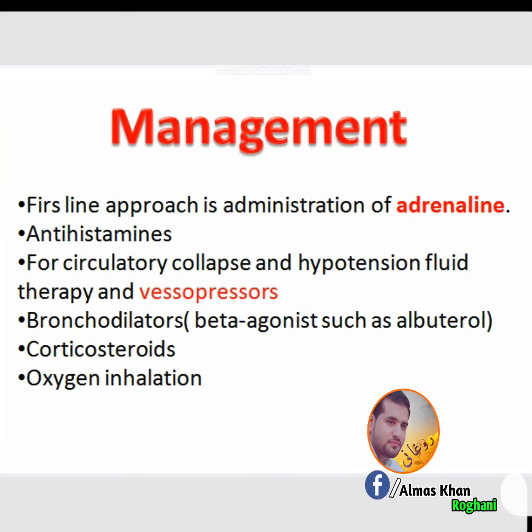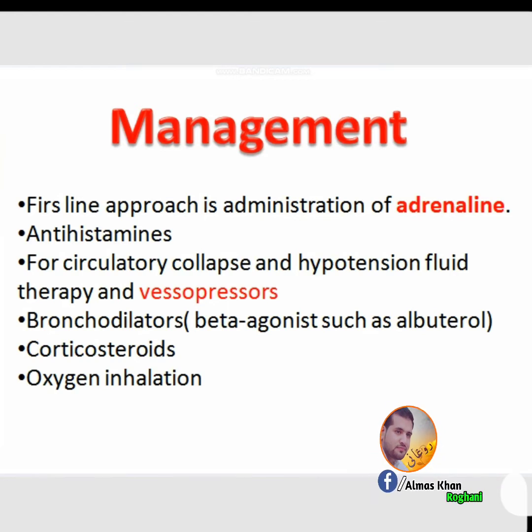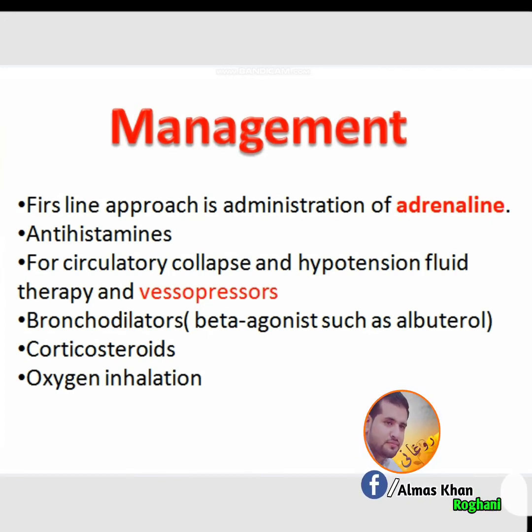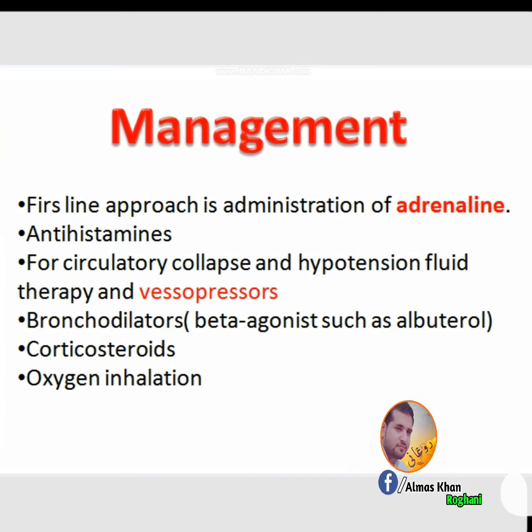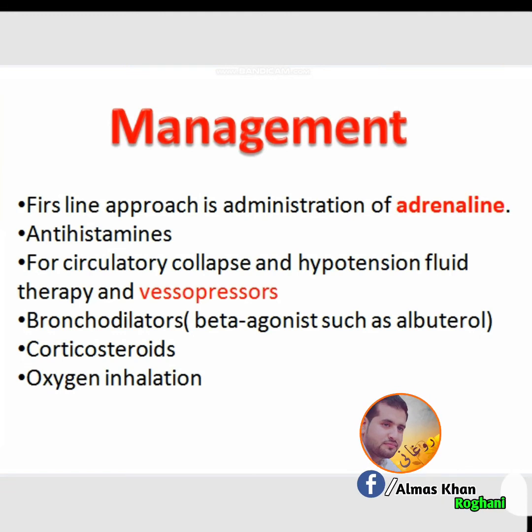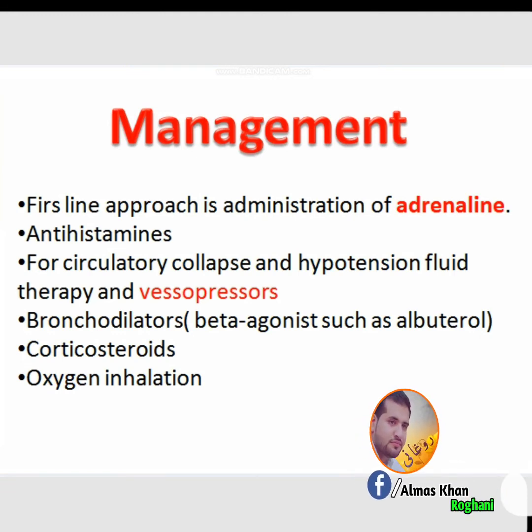Now, how can we manage anaphylaxis? So, the first line approach is to administer adrenaline and antihistamines for circulatory collapse and hypotension. We should replace fluid therapy and give vasopressors. Other options may include bronchodilators such as beta agonists like salbutamol, corticosteroids, and oxygen inhalation.